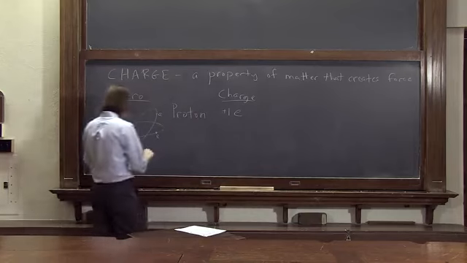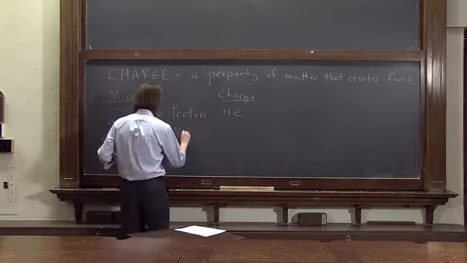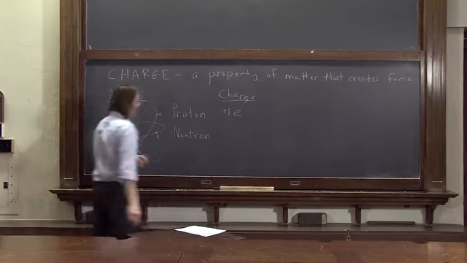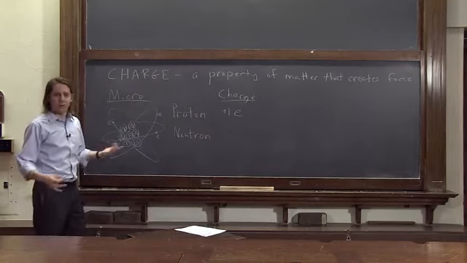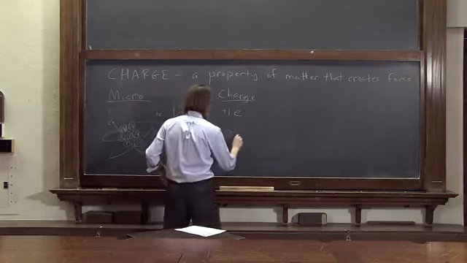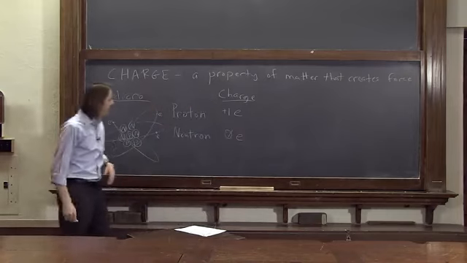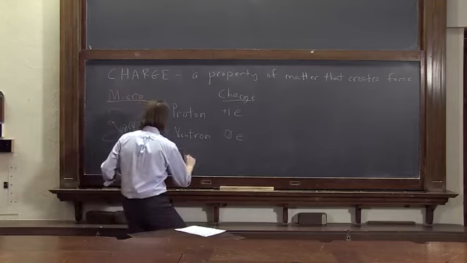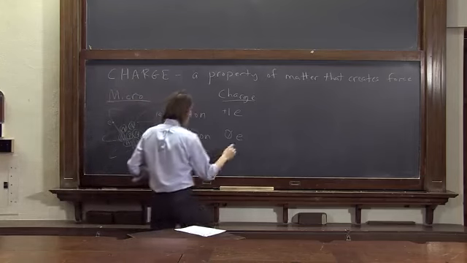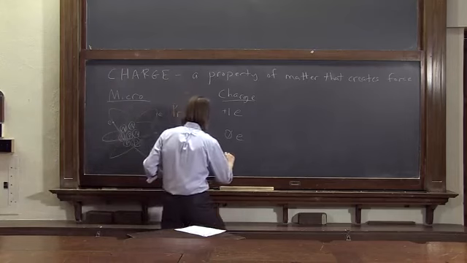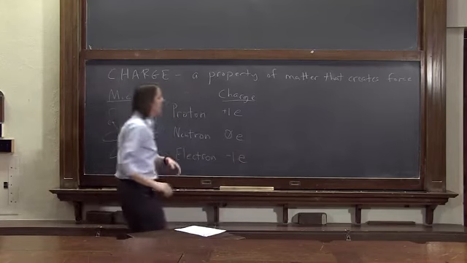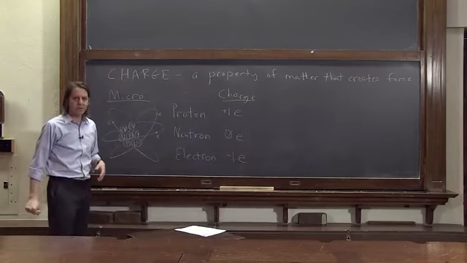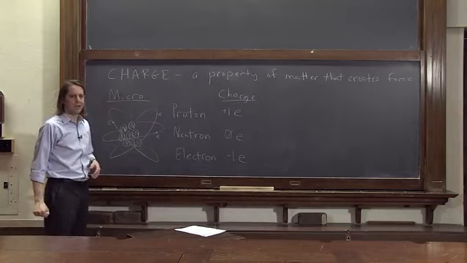There's also, in the nucleus, the neutrons. And the charge of a neutron is 0. The neutrons are neutral. 0e. And then flying around the outside are the electrons. And electrons are negative. So its charge is minus 1e. Same amount of charge as a proton, just the opposite sign.